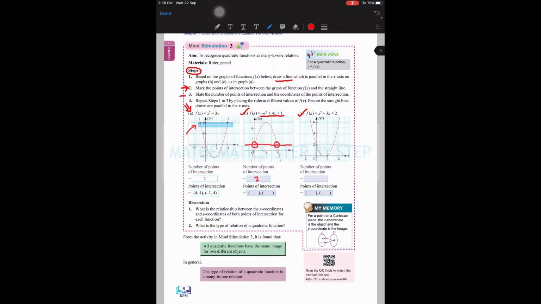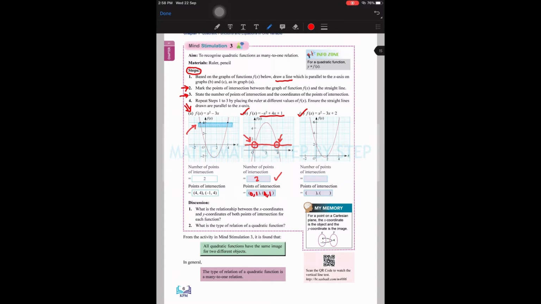So step 3, state the number of points of intersection. Yeah, we already did it. And the coordinates of the points of intersection, okay? So this first point of intersection is (0, 1). Then this second point of intersection is (4, 1).